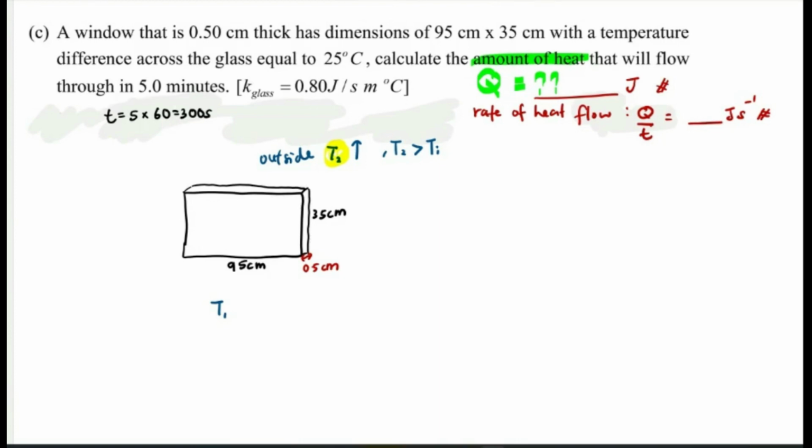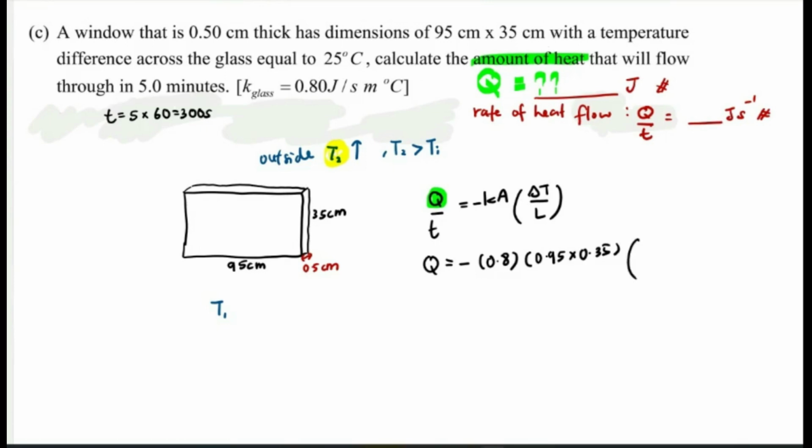So, equation is provided in your list of equation dalam kertas soalan. So negative KA, that one is delta T over L. So given in the question paper. Okay, so what we want to find here is Q. Okay, so Q over t equals negative KA delta T over L. Masukkan teruslah. Negatif K, dia dah bagi situ 0.8. Okay, area 0.95 times 0.35 and then delta T.